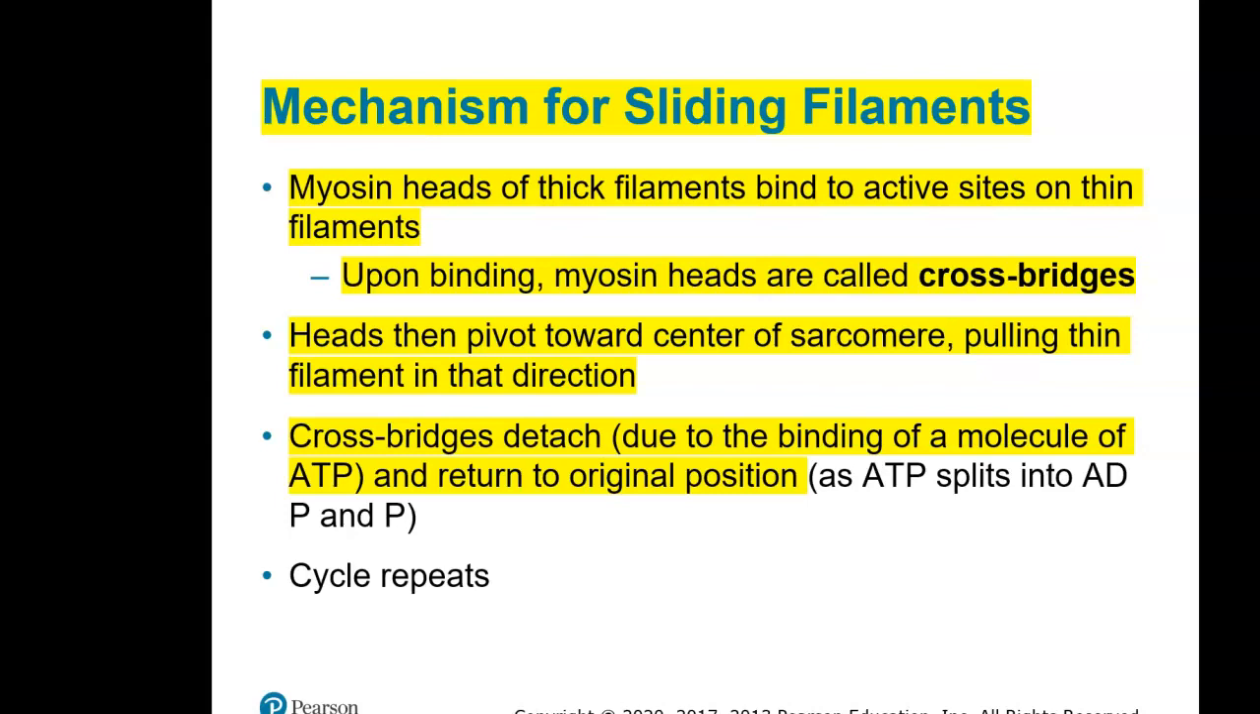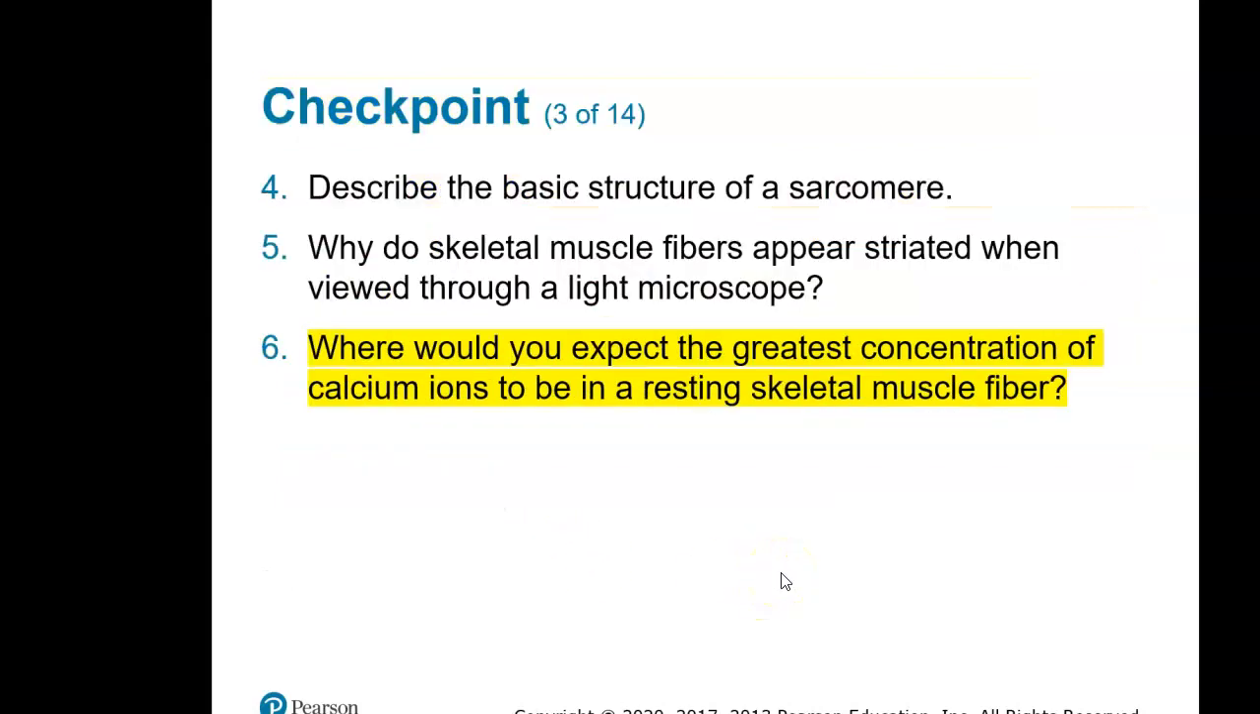Then those myosin heads can pivot toward the center of the sarcomere, kind of pulling actin closer to the center of the sarcomere. In some of the video tutorials that you have, like the interactive physiology, they'll call that the power stroke. Once that happens, that is the contraction. Now the cross bridge is going to detach, and that is where ATP comes in. ATP allows the cross bridges to detach. It allows the myosin heads to be removed from the actin and return to their original position.